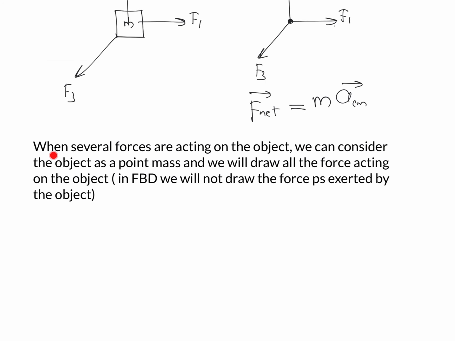Over here the acceleration we are getting is nothing but the acceleration of the center of mass of that object. So remember that when several forces are acting on the object, we can consider the object as a point mass, and we'll draw all the forces acting on the object. And remember an important thing: in a free body diagram we'll not draw the forces exerted by the object, we'll draw only the forces exerted on the object.